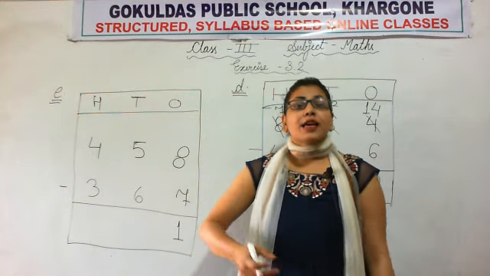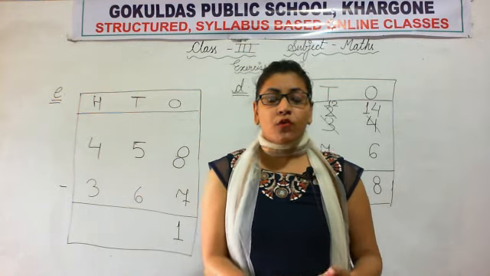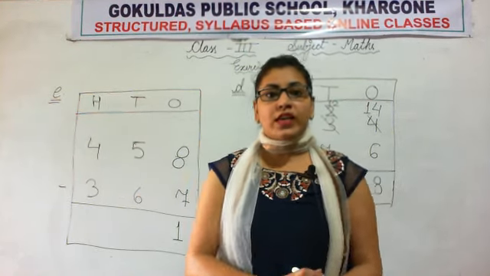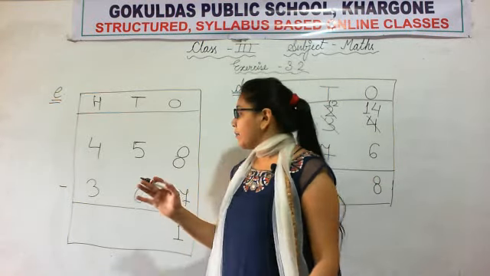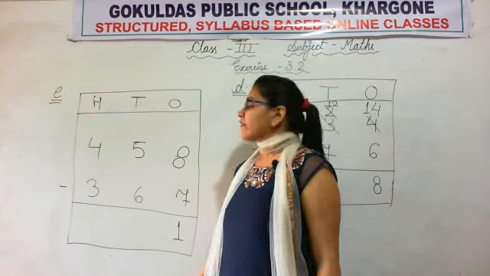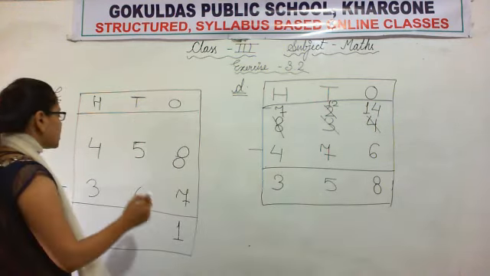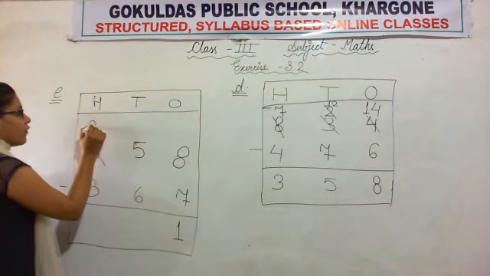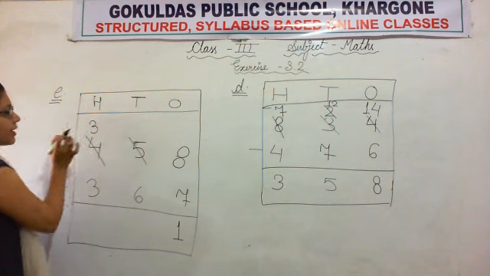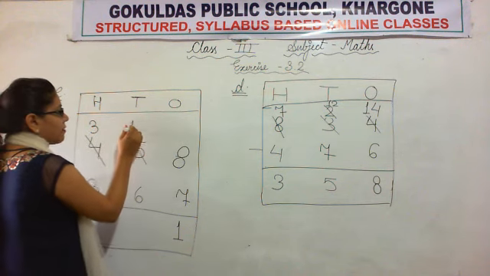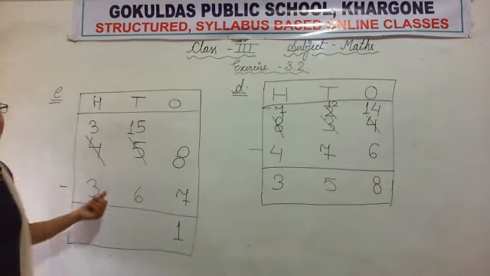Can we remove 6 from 5? No. Why? Because 6 is the bigger number and we always subtract a smaller number from a bigger number. So now what will happen? We'll borrow from the hundreds place. So this 400 will give 100 to this 5, and this 400 will become 300 and this 5 will become 15 tens. Okay? Now 15 minus 6.